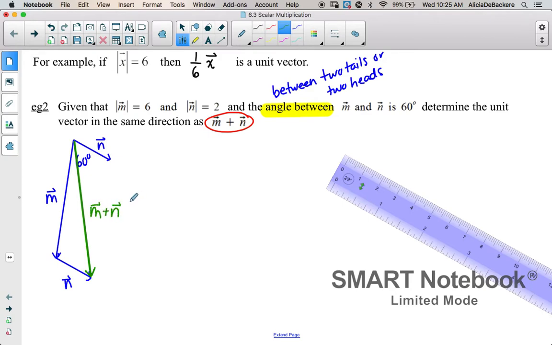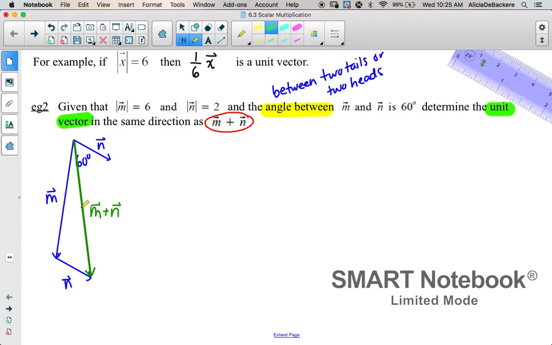Okay, now in order to find a unit vector in the same direction, I've got it drawn here, and I do know the direction of the unit vector is in the same direction as m plus n. What I need to figure out is what's the length or the magnitude of this vector so that I can create a unit vector.